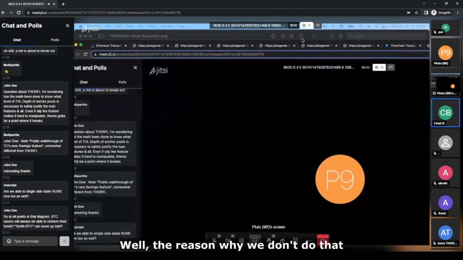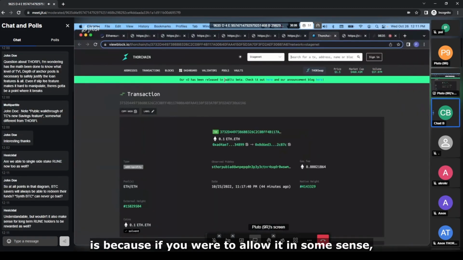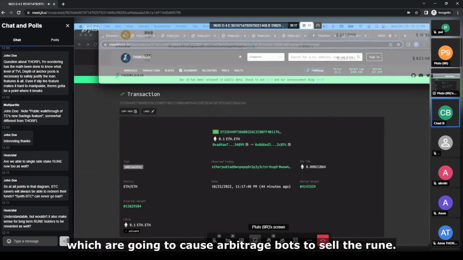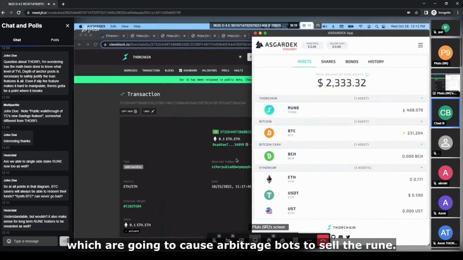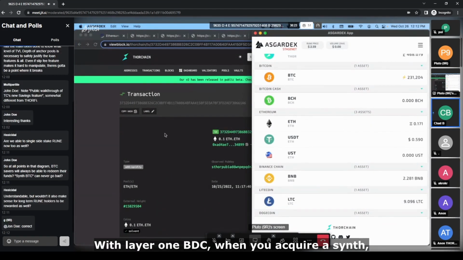Well, the reason why we don't do that is because if you were to allow it, in some sense, you would effectively create Rune sell pressure, right? Because depositing that Rune, you're making the pool a bit heavy on the Rune side, which is going to cause arbitrage bots to sell the Rune. With layer 1 BTC, when you acquire a synth, you're actually creating buy pressure, right? So I think that's the reason, at least so far, why we haven't supported that quite yet.